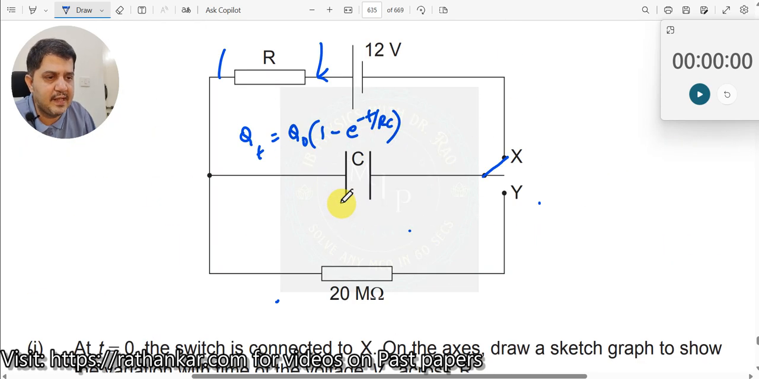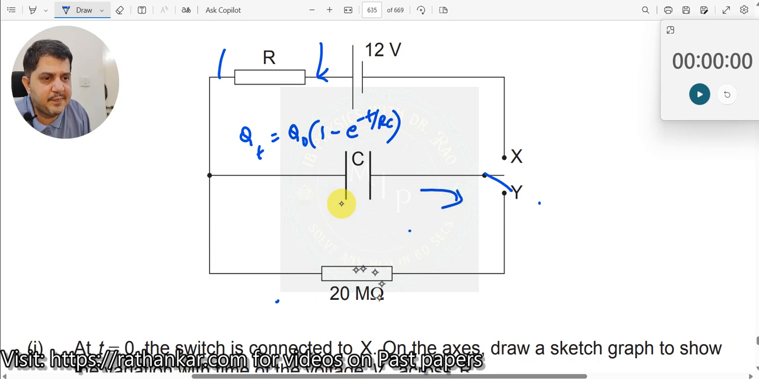Okay, now what happens after some time? Once it is completely charged, I take this switch, remove it from here, and connect it here. When I connect it here, what will happen? The charge present in this capacitor will now start flowing like this. It will keep on flowing across it.